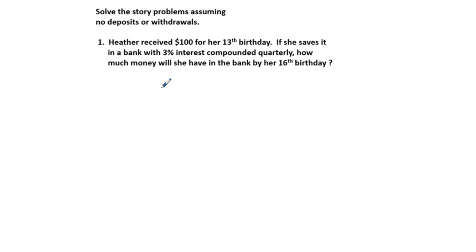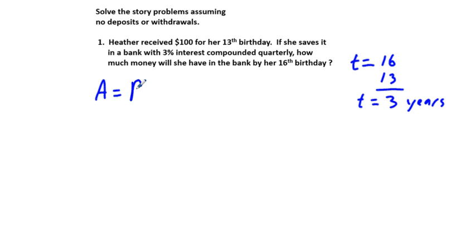So we're going to go ahead and use the formula. For that, we need to figure out what T is. Well, T is going to be her 16th birthday minus her 13th birthday, subtracting 13 from 16, so 3 years. And so T equals 3 years. In the formula, amount equals the starting amount times 1 plus rate over N, to the power of NT.